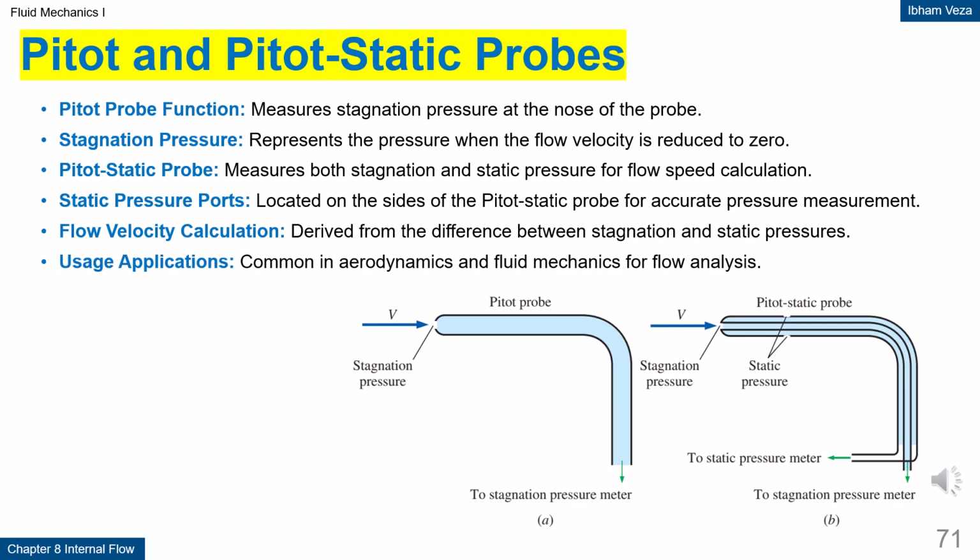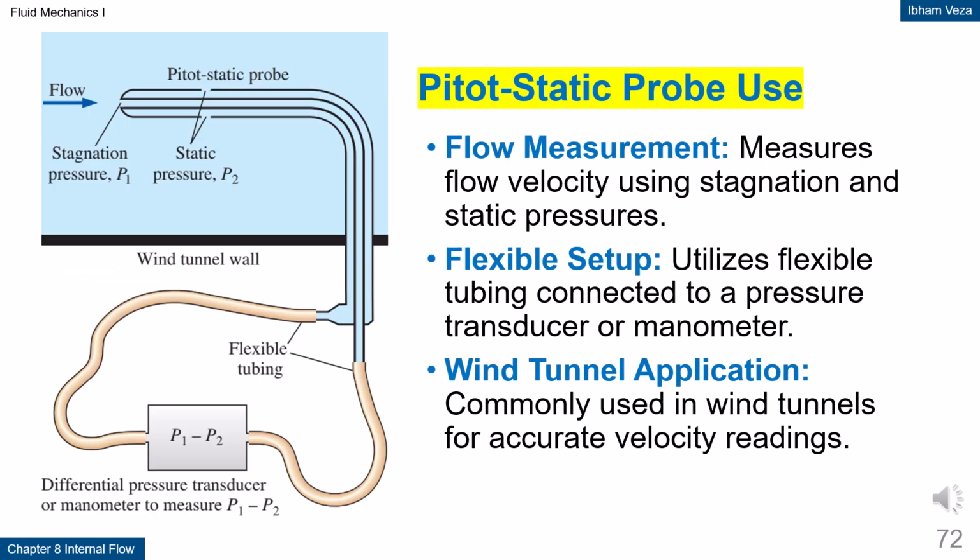A pitot-static probe measures both stagnation and static pressures simultaneously. The difference between these pressures is used to calculate the flow velocity. This instrument is widely used in aerodynamics and fluid flow measurements.